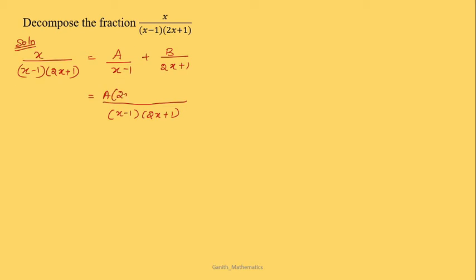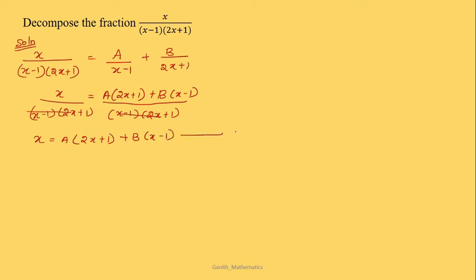So this will be 2x plus 1 into a. And look at the second term: 2x plus 1 is here, but x minus 1 is not here. So I have to multiply x minus 1 in the numerator. So b into x minus 1, right? The left hand side is as it is, x minus 1 into 2x plus 1. So the denominator is common, it will get cancelled, and one numerator is there. So x is equal to a into 2x plus 1 plus b into x minus 1. I take this as equation 1.